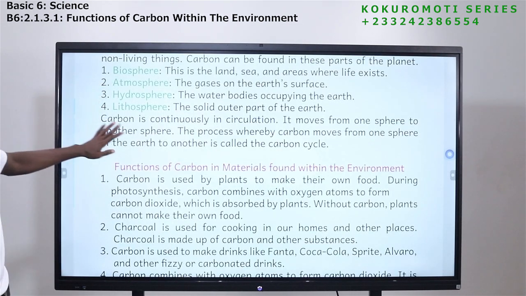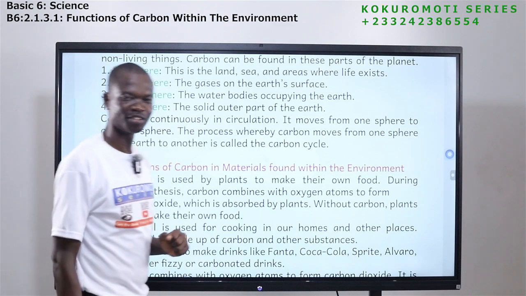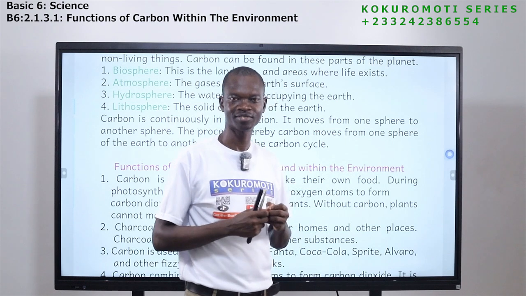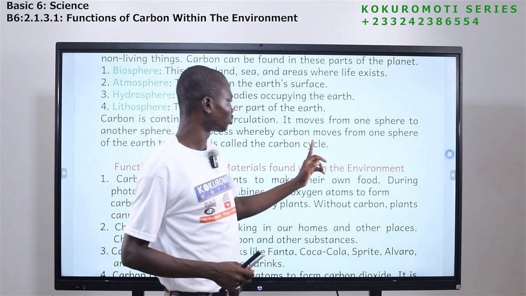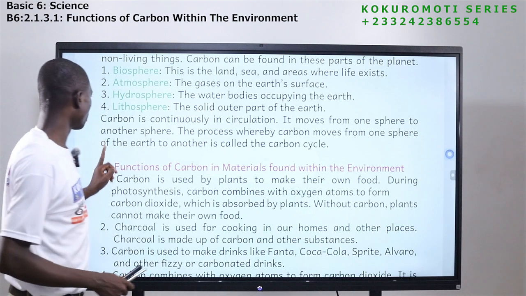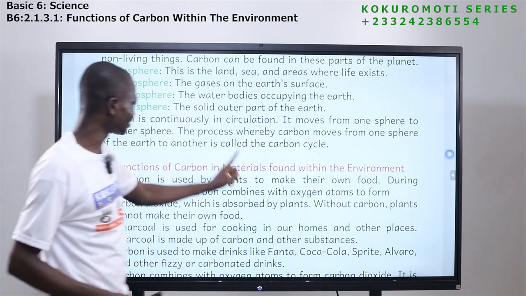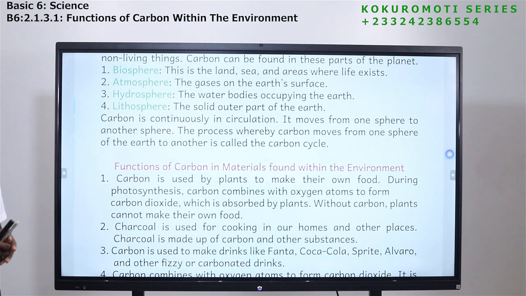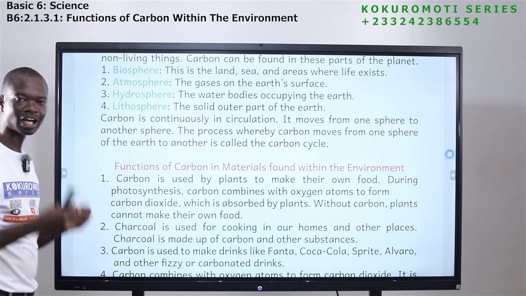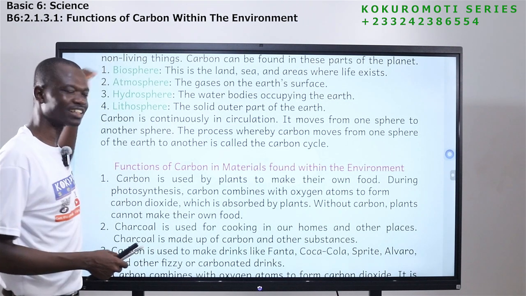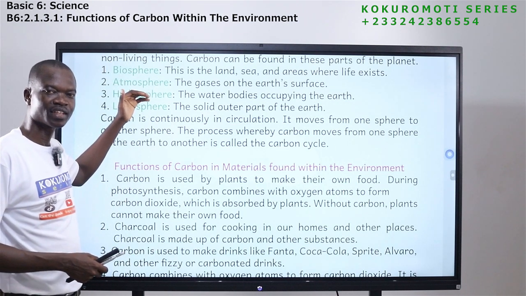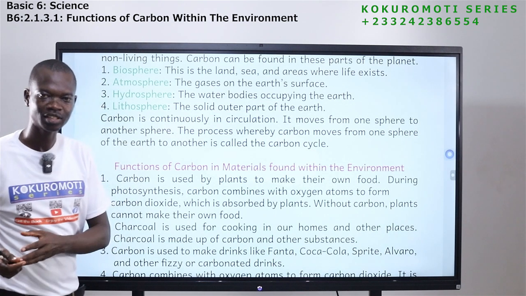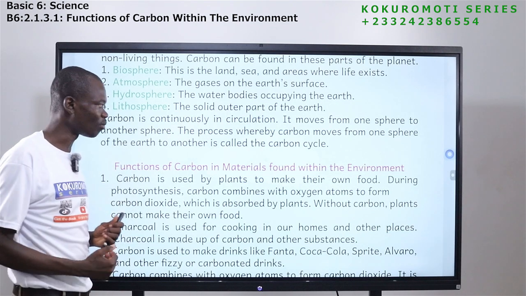Carbon is continuously in circulation, meaning it moves from one sphere to another sphere. The process where carbon moves from one sphere of the earth to another is called the carbon cycle. When you talk of the carbon cycle, it's all about the movement of carbon from one sphere to another. That continuous movement is what we call the carbon cycle.